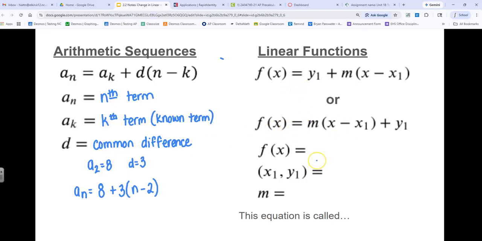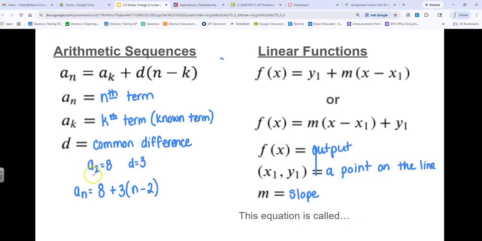So for this, f of x is just your output, which corresponds to that nth term. x1, y1 is a point on the line. And m is your slope. So let's look at how this would correspond to that warm-up problem that we had.